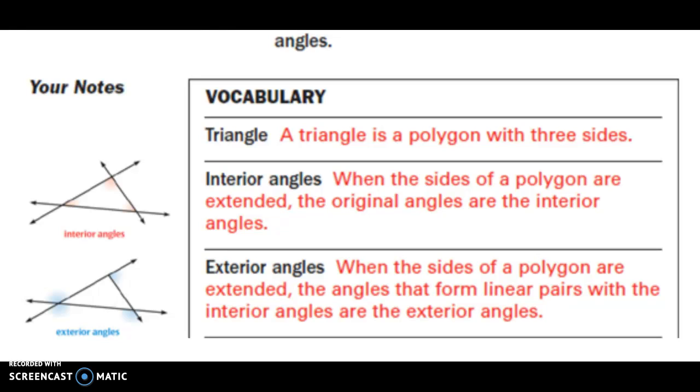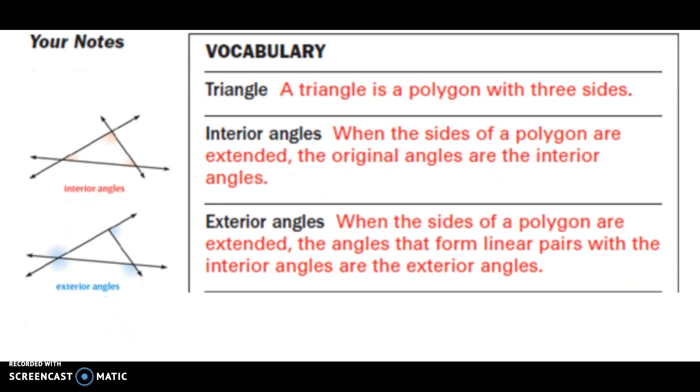What do we know about those sides? What do they have to be? They have to be straight. They have to be straight sides. Okay. There's no curves. There's no curves in a polygon. Okay.